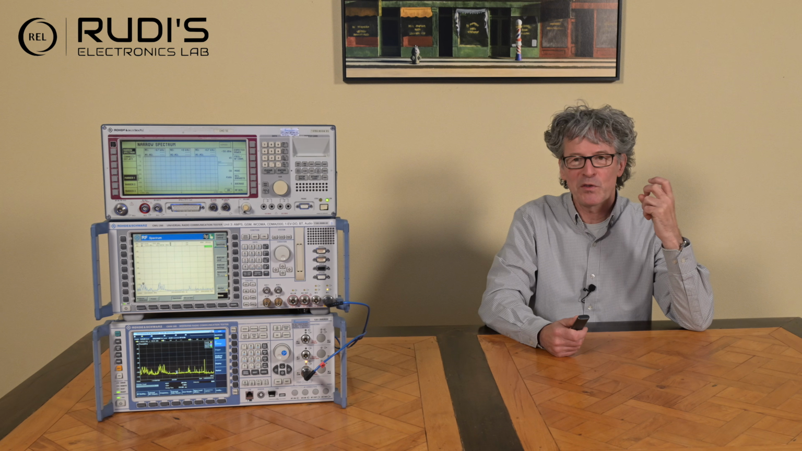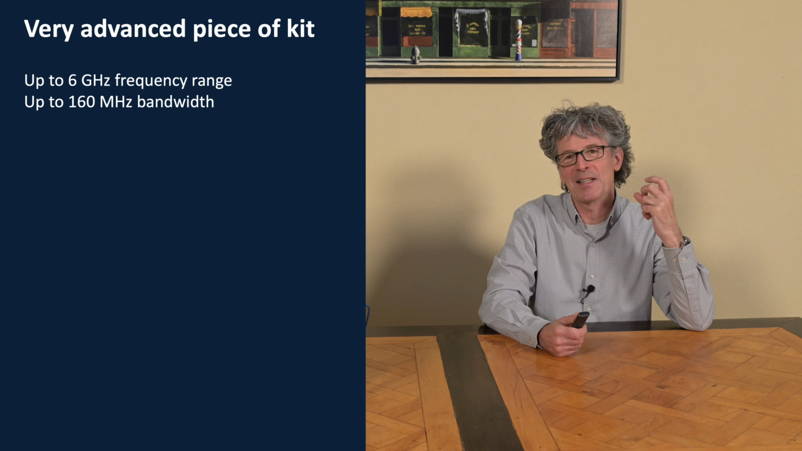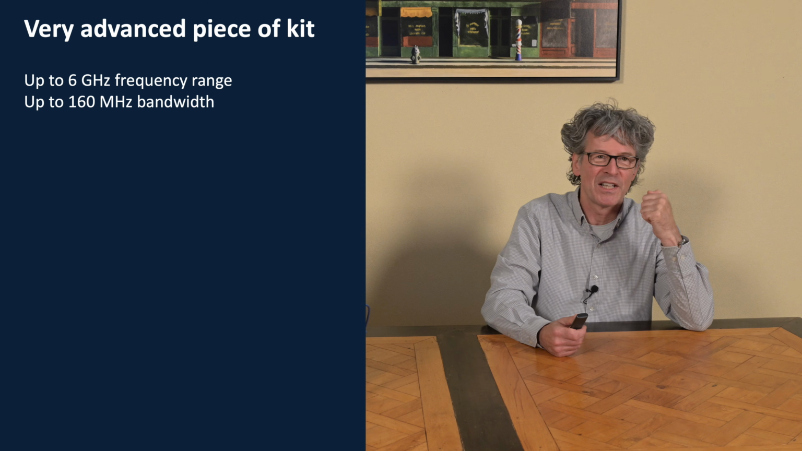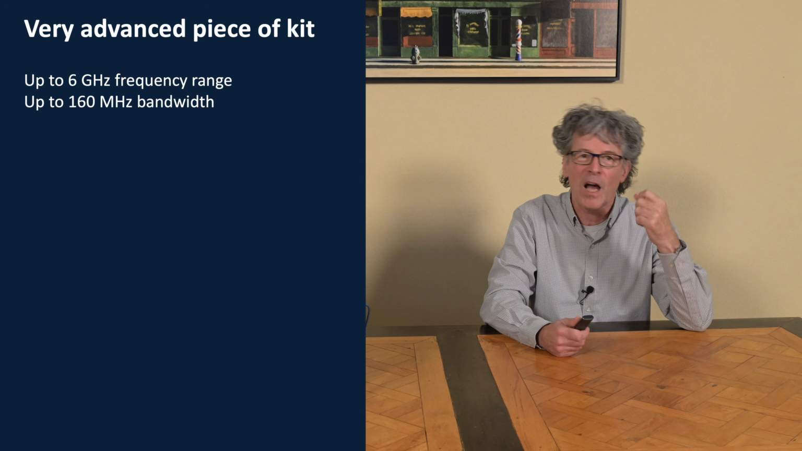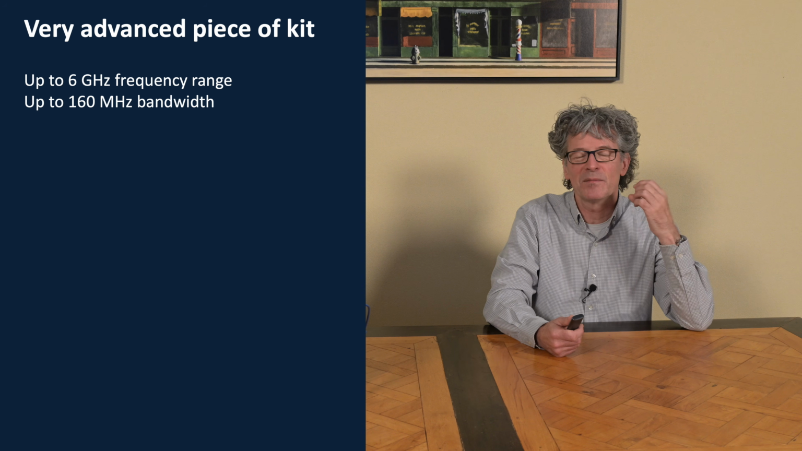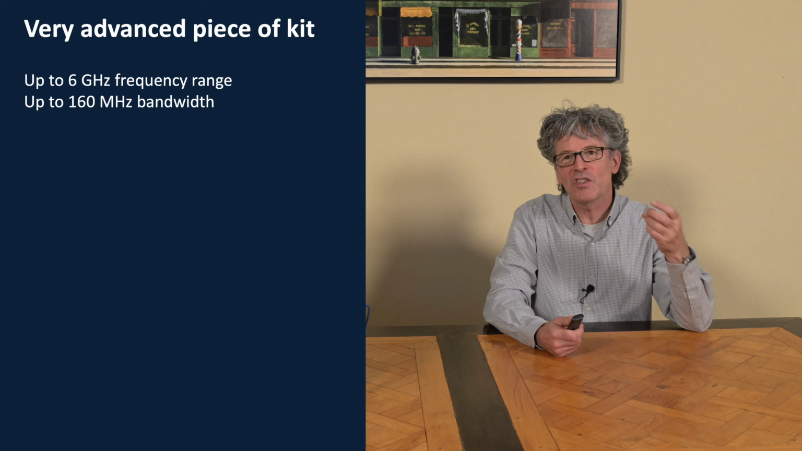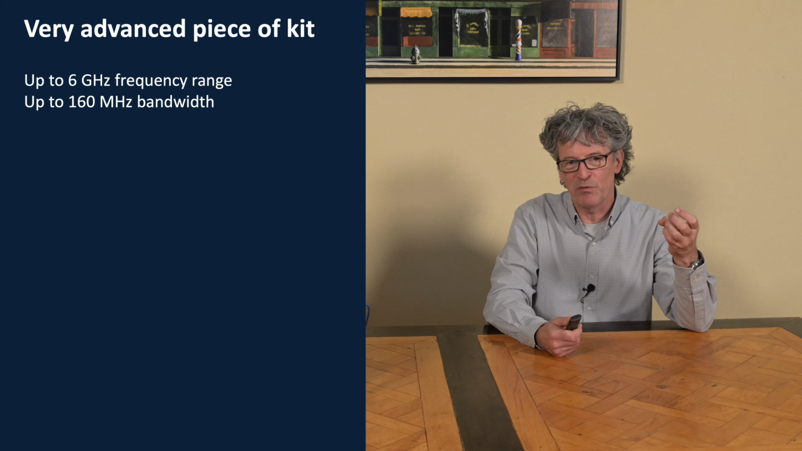So I think the best way to describe this device is a very advanced piece of kit. And it better be for the price that it was selling for. We've got a telecom measurement device that has up to 6 gigahertz frequency range, up to 160 megahertz real-time bandwidth, and originally built for system design, product design, and production testing for mobile phones and other telecommunication devices.